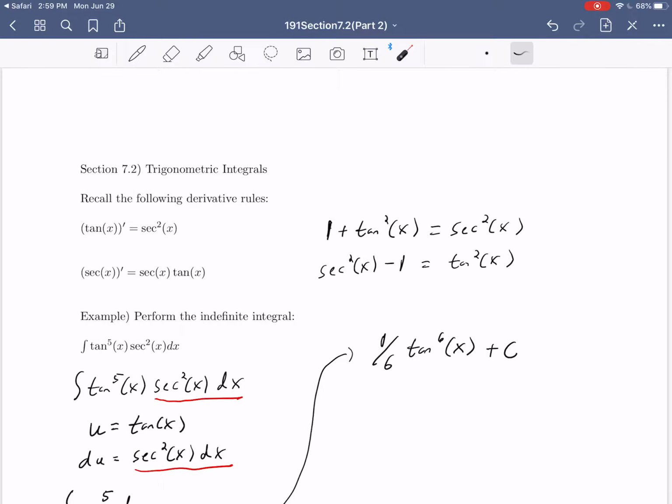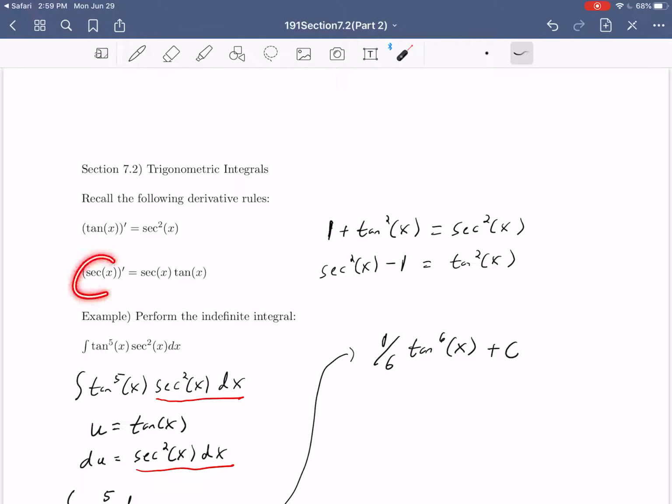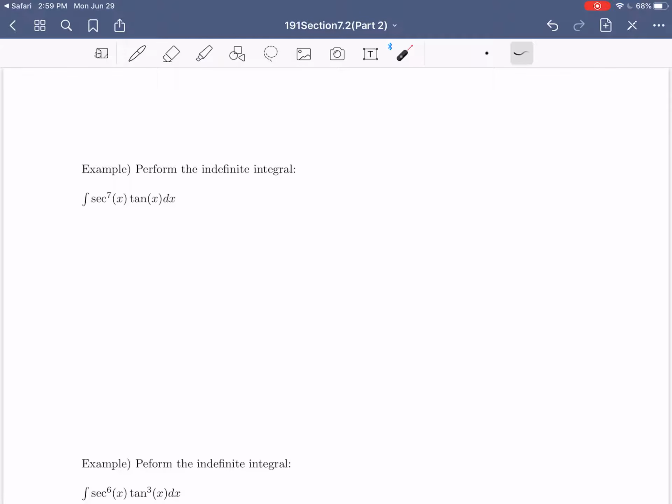Let's try our other approach then. Well, we have that the derivative of secant is secant tangent, so if we save a secant tangent, and if everything else is in terms of secant, we'll be able to do a u substitution. So let's try that. Let's pull out a secant tangent and stick that at the end. So that would become secant to the 6th x times secant x tan x dx. And then the idea is, of course, we're not going to touch that because that is exactly the derivative of secant.